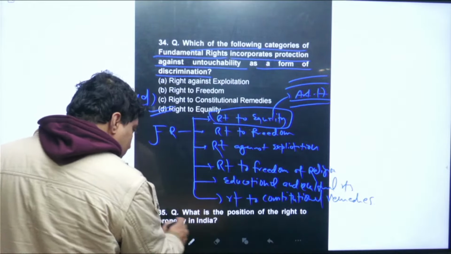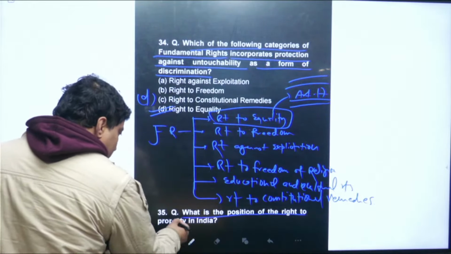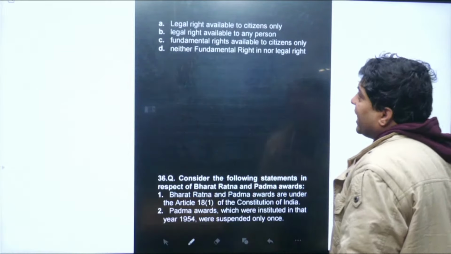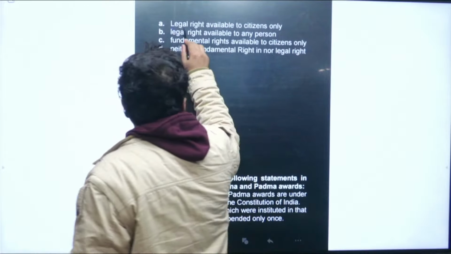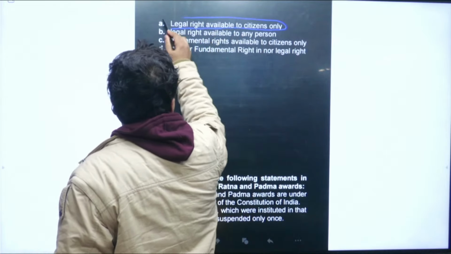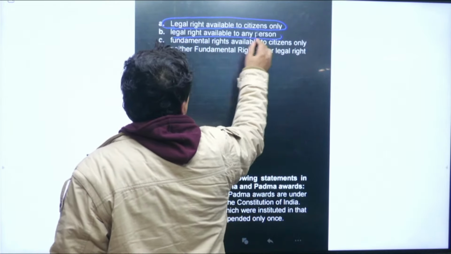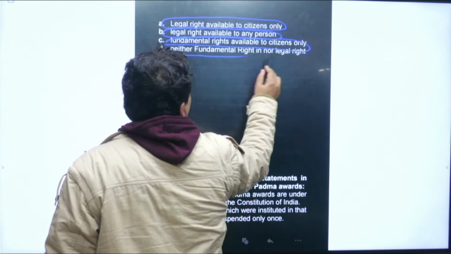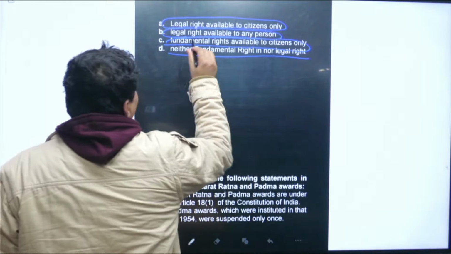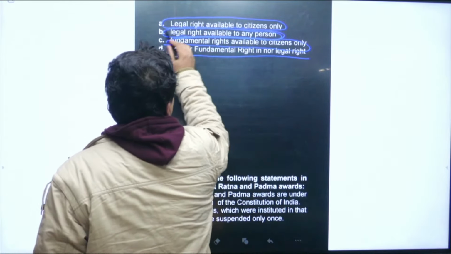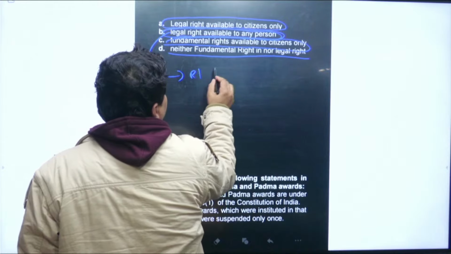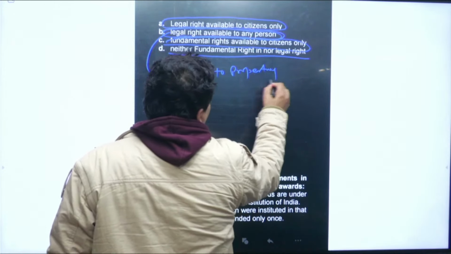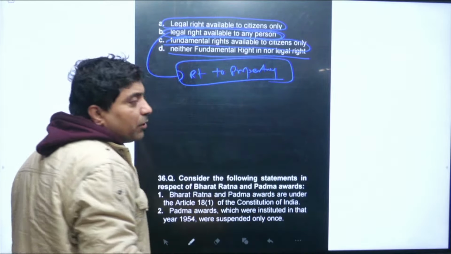Now the question is, what is the position of right to property in India? Right to property का position क्या है इंडिया में? The options: legal right available to citizens only, legal right available to any person, fundamental right available to citizens only, neither fundamental nor legal. Right to property is a legal right available to any person.